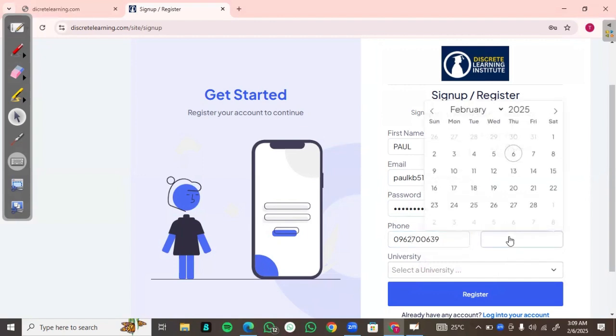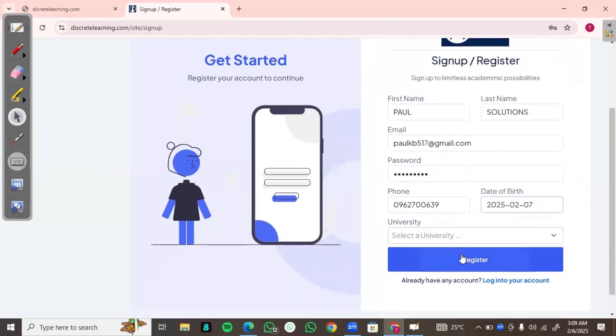Okay, and then here you put your date of birth. So I was born on 6th February 2025. Okay, so you can put any date of birth there.